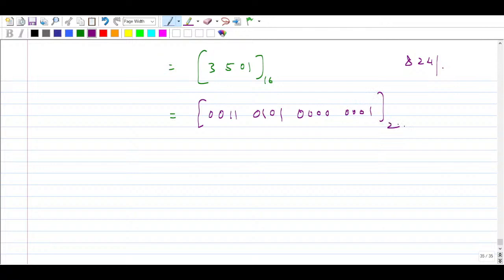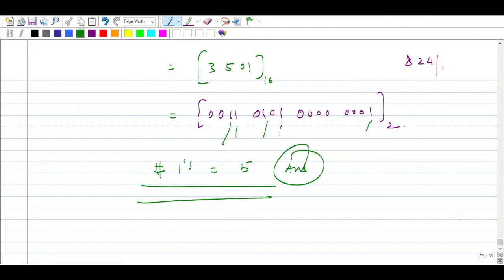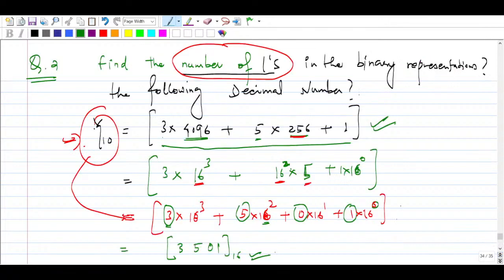Now what you can count here is the number of ones. So how many ones are there? 1, 2, 3, 4, 5. So the number of ones will be 5. The answer for this question is 5. If they ask you to find the number of ones in the binary representation of the following decimal number, they have given this decimal number.